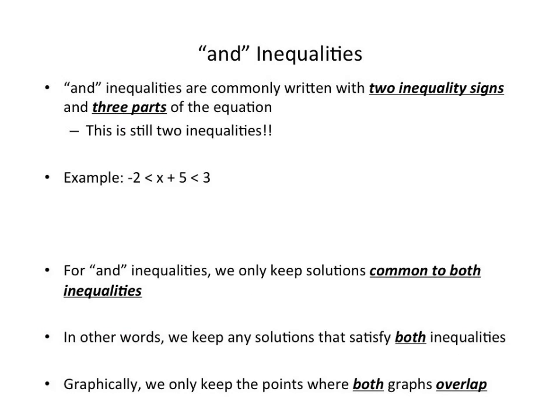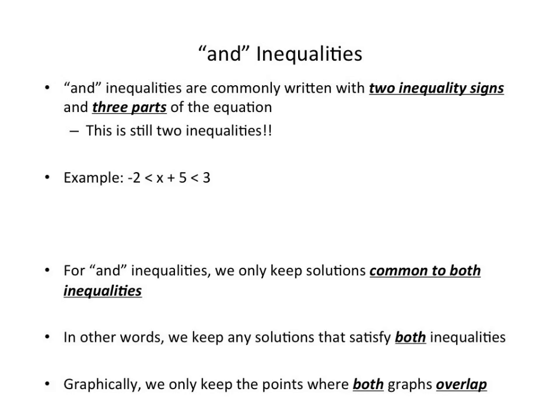Okay, the second type of inequality now is the AND inequalities. AND inequalities can commonly be written with two inequality signs in three parts of the equation. Or in other words, they're kind of meshing two inequalities together into one statement. Here's an example of it here: negative 2 is less than x plus 5, which is less than 3.